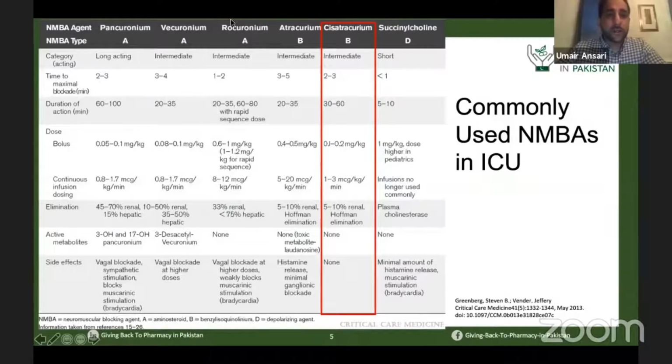If you look at the alternate agents, you can see that their time to blockade is similar, not that different. You have bolus dosing and continuous infusion dosing, and we'll get into this, but focusing on the differences: vecuronium has an active metabolite, so if you have a patient with renal impairment, that will definitely accumulate, which will prolong the paralysis. Rocuronium does not have an active metabolite, but it is eliminated mostly by hepatic metabolism, so if you have liver issues, that can be prolonged as well. But Hofmann elimination is the safer choice.